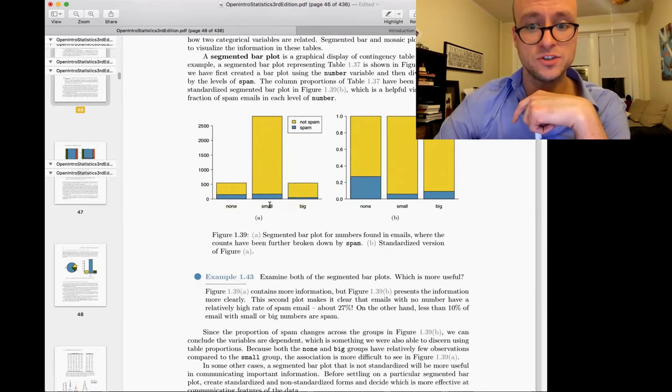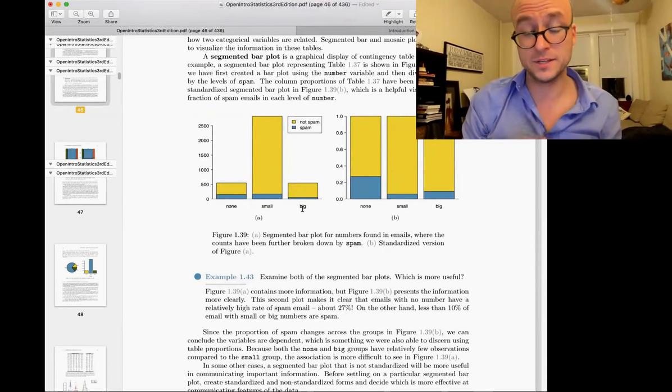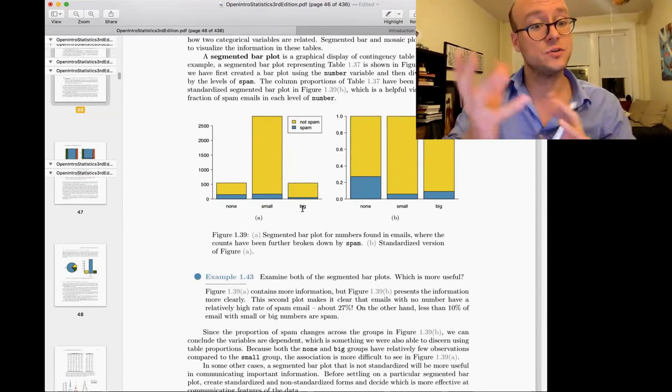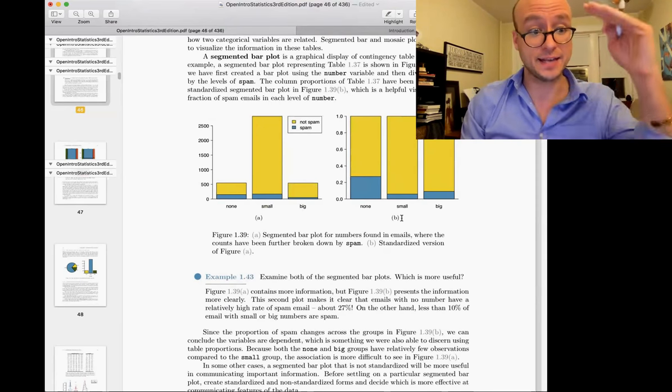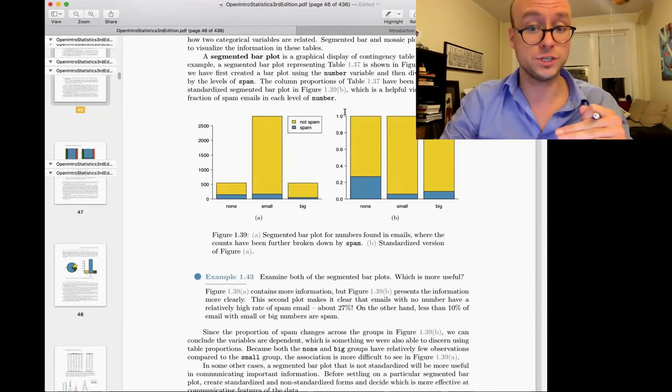Right? So if we did this with survivorship or not, we could say, what are the number of passengers who died and didn't die if they're in lower class? Those who died and didn't die in the middle class. Those who died and didn't die in the upper class. You can't do that with a pie chart. So it provides an additional framework for comparison. Figure B on the right is simply standardizing the x-axis. So it is a proportion.